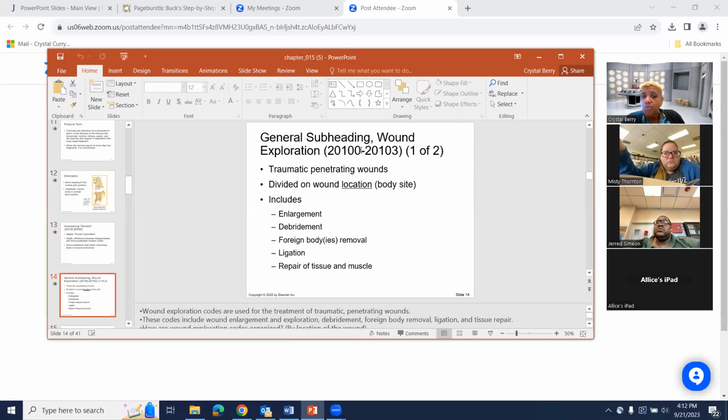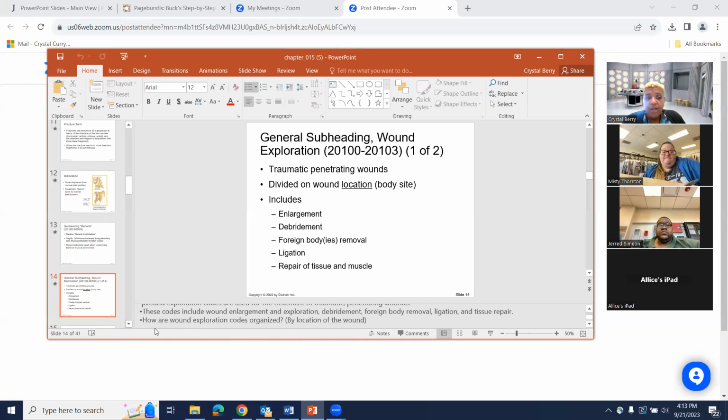General subheading for the wound. If it's going to be an exploration, this is the code range, a very short code range, 20100 to 20103. Traumatic penetrating wounds, divided on wound location, body site, includes enlargement, debridement, foreign bodies removal, ligation, repair of tissues and muscles. Wound exploration codes are used for the treatment of traumatic penetrating wounds. These codes include wound enlargement, and it's telling you that, again, everything that we just read.